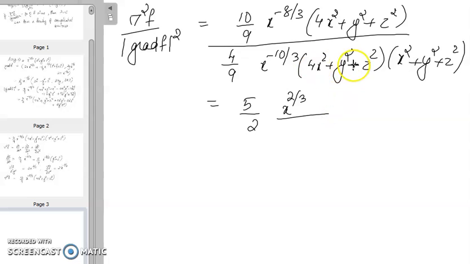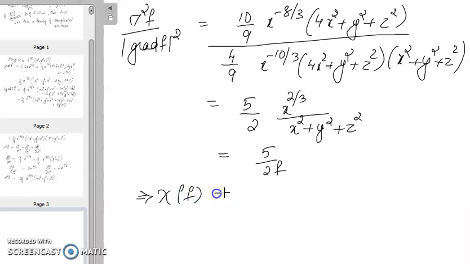ഇനി 4x square plus y square plus z square cancel ആവും. So you will be getting x square plus y square plus z square. So you can see that this is 5/2 f. So therefore del square f by mod grad f square, that's a function of f alone. So this implies, so this is the function chi of f. അപ്പോൾ chi of f എന്ന് പറയുന്നത് 5/2 f വരും.